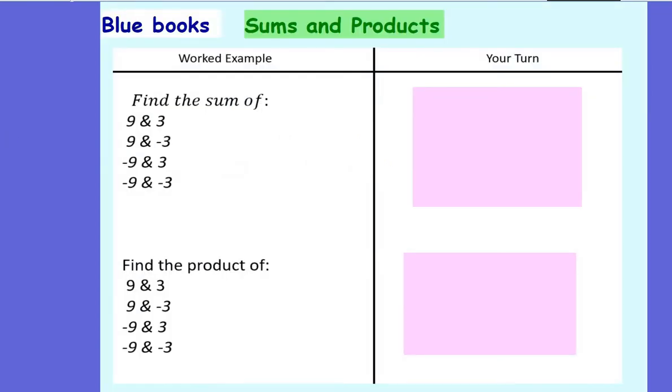In your dark blue books, can you write me the title Sums and Products? You can write the date as well. The date today is the 11th of January. I'm going to start by modelling 2 examples, and then there's 2 for you to do.